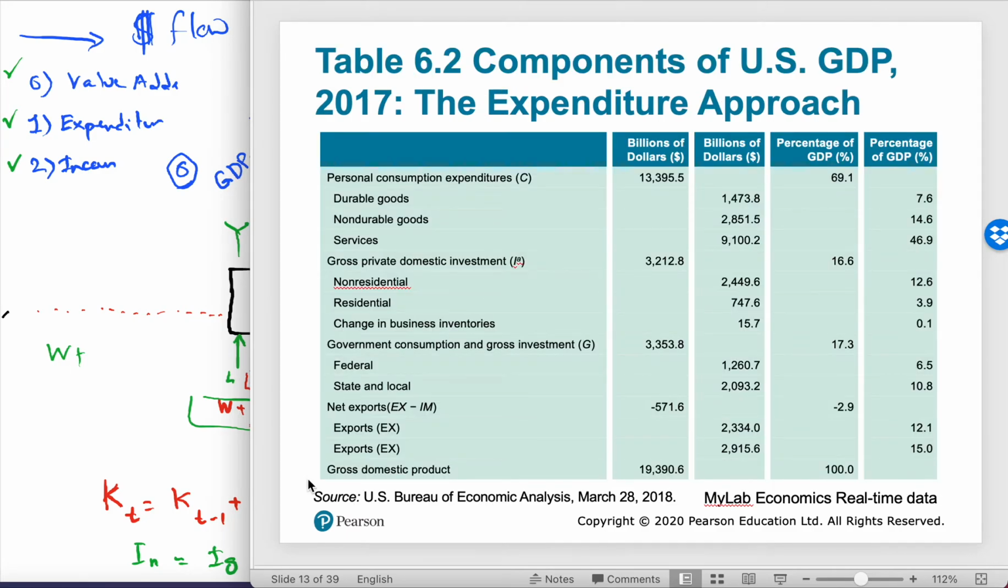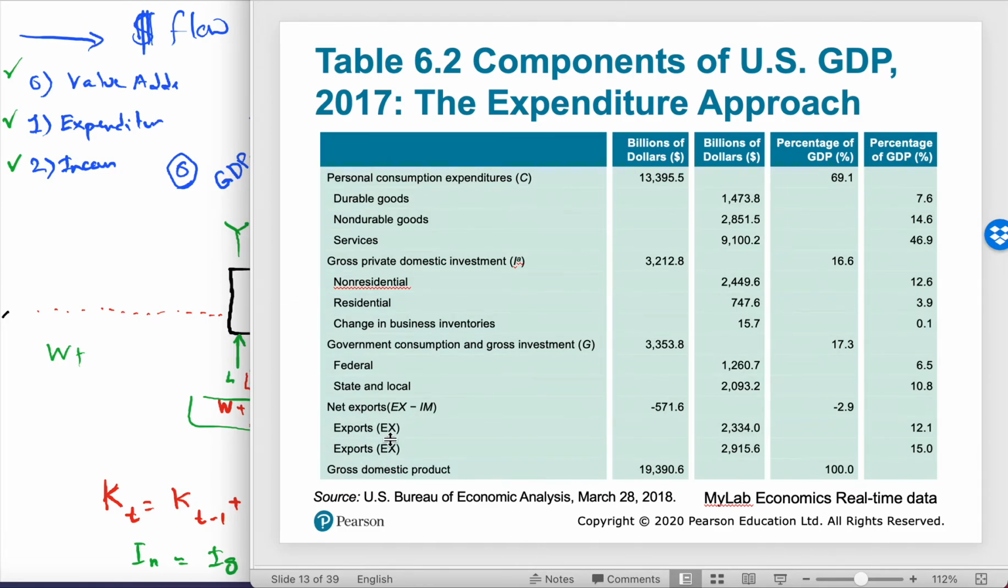So this is actually for 2017 US GDP, and you see that it's all measured in billions of dollars. C has got 3 components, G has got 3 components, and the I has got 3 components. Government spending has got 2 components, federal and state or local. And net export, of course, has got export minus import.